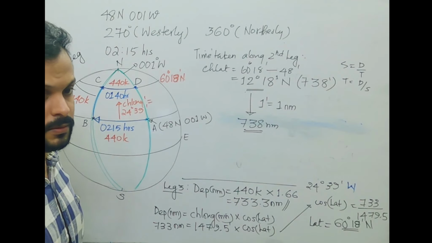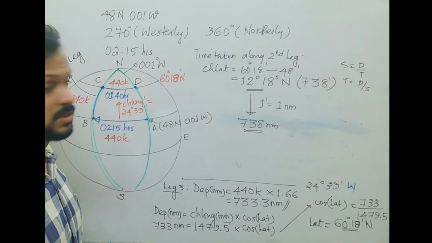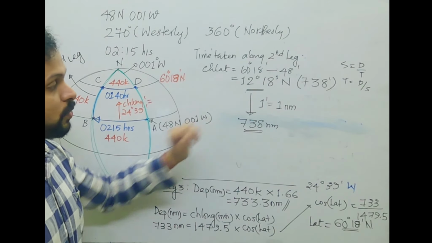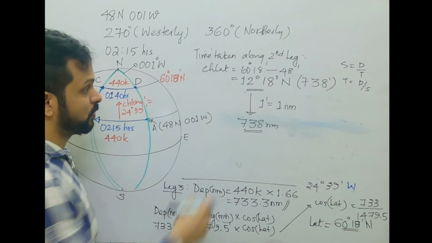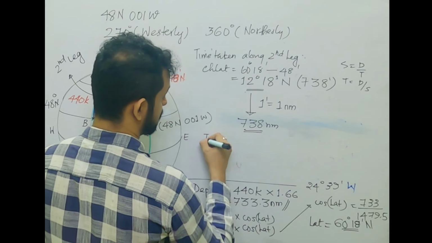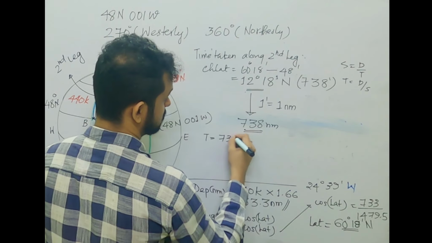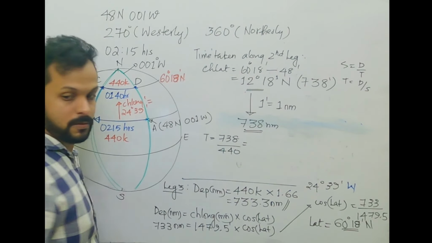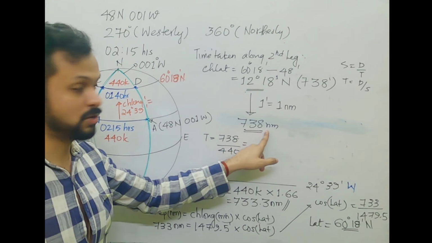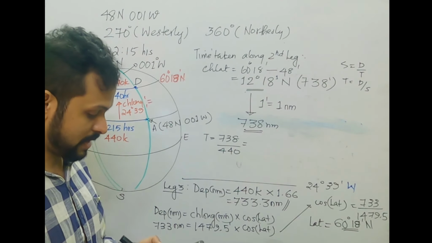We are traveling along that side. You're traveling on a great circle, which is a meridian. Very good. That is why we can do a direct conversion from minutes to nautical miles. So 738 nautical miles. Once you get the distance, you can find the time by dividing this distance with the ground speed of 440. Remember, 738 is in nautical miles. This is in knots. Therefore, you can divide it.